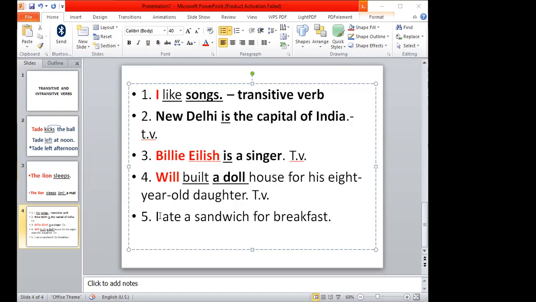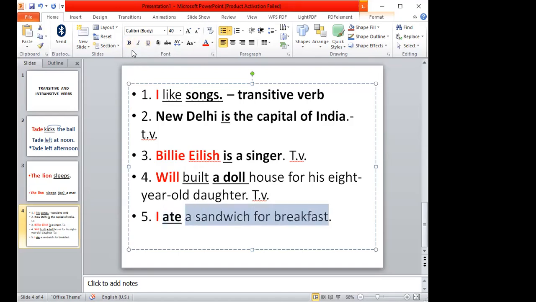Now coming to the last sentence on transitive and intransitive verbs, we have I as my subject. I have ate as my verb, and I have a sandwich for breakfast as my object. Because I have a direct connection between my verb and my object, the verb used in this sentence is also a transitive verb.